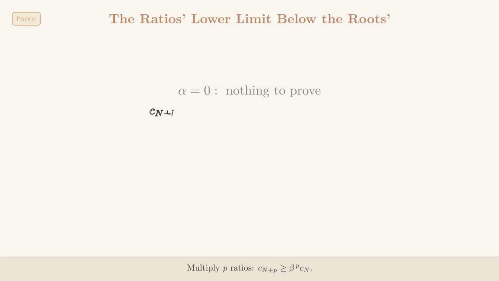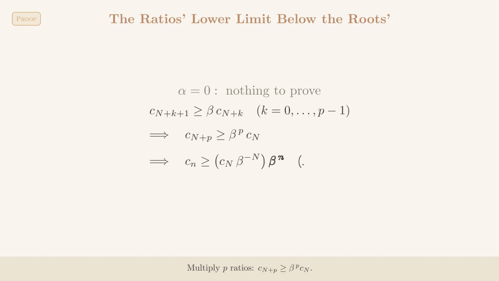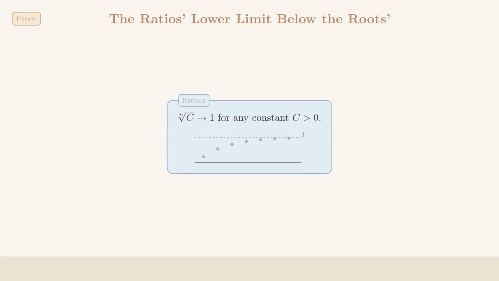For each step past n, the ratio is at least beta, so each term is at least beta times the previous one. Multiplying p of these, the term p beyond n is at least beta to the p times the starting term. In terms of n, every term past n is at least a fixed constant times beta raised to the nth power. Recall once more that the nth root of a fixed positive constant tends to 1.